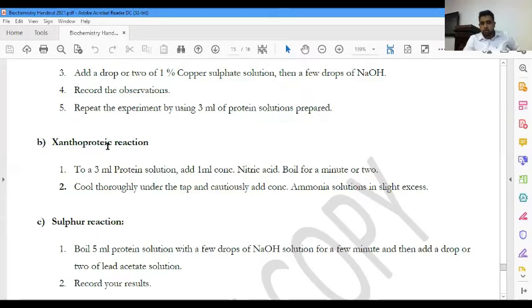The principle in xanthoproteic reaction or test is different from Biuret test. Does anyone know the theory or the principle behind xanthoproteic reaction? What will be produced in this test? What will be the results of this test?